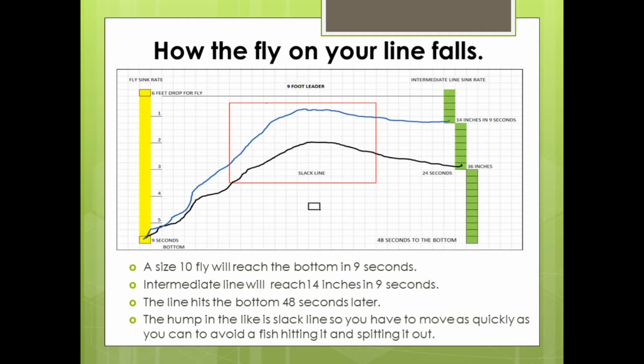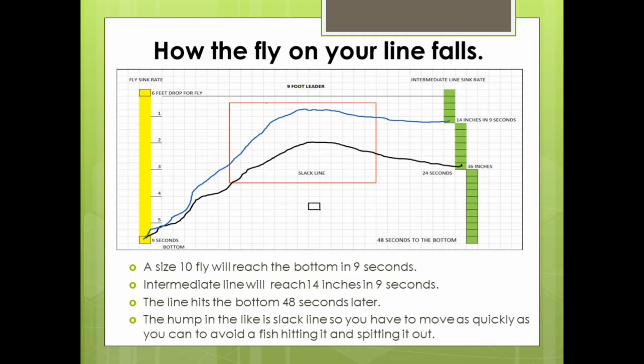How the fly on your line falls. An unweighted fly tied on a size 10 hook will reach the bottom in 9 seconds. Intermediate line will reach only 14 inches in 9 seconds. The line hits the bottom 48 seconds after the fly. The fly falls faster than the line, and this causes a hump in the line as it descends, and it gets larger at both ends as the line falls.